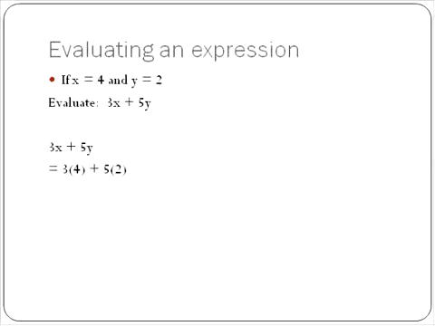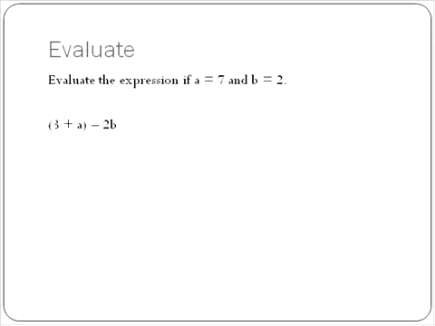So now we have an expression that we can solve. 3 times 4 is 12, and 5 times 2 is 10. So there is the next step in solving this expression. And 12 plus 10 is equal to 22. Those are the steps that we would follow to evaluate this expression. Let's look at one more expression.